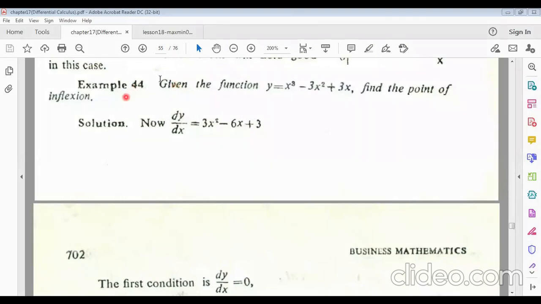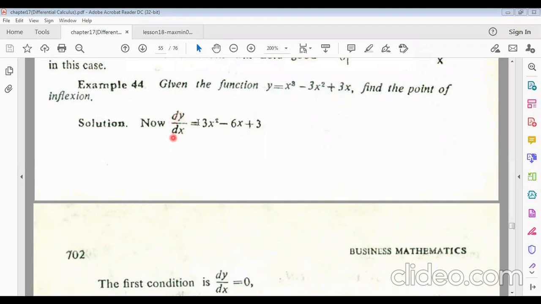Now we'll try to solve this problem. Example 4: the given function y equals x cubed minus 3x squared plus 3x. Find the point of inflection. Okay, first of all, we have to find dy/dx, the differentiation of the given function. This is the given function.